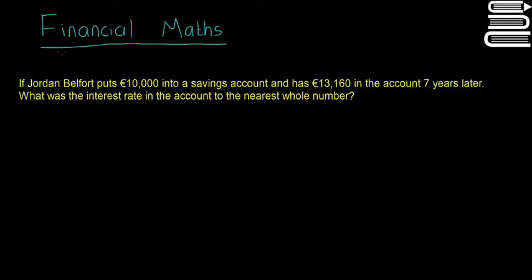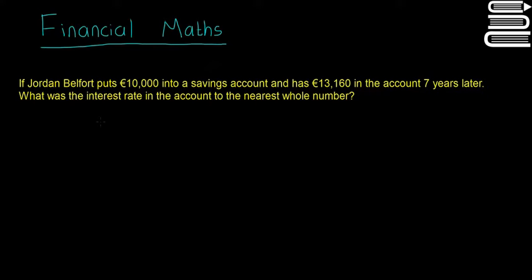Right, so welcome back. We're going to continue on with these financial maths example questions. So in this one, we have Jordan Belfort. He puts €10,000 into a savings account, and he has 13,160 in that same savings account 7 years later. So that's after all the interest. And the question is, what was the interest rate in the account?